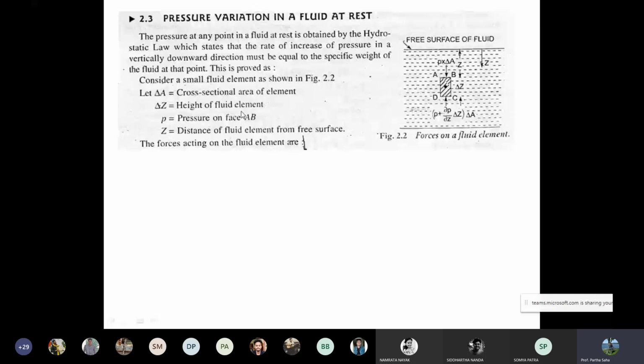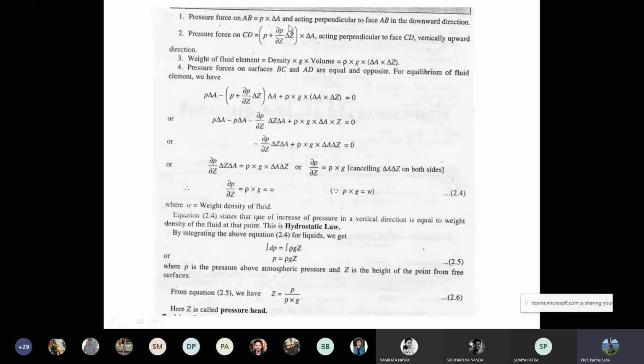Delta G is the height of the fluid element. P is the pressure on face AB, and Z is the distance of the fluid element from the free surface, as I mentioned. The forces acting on the fluid element are given by the pressure force on AB, P into delta A, that is the pressure into the area, acting perpendicular to face AB.